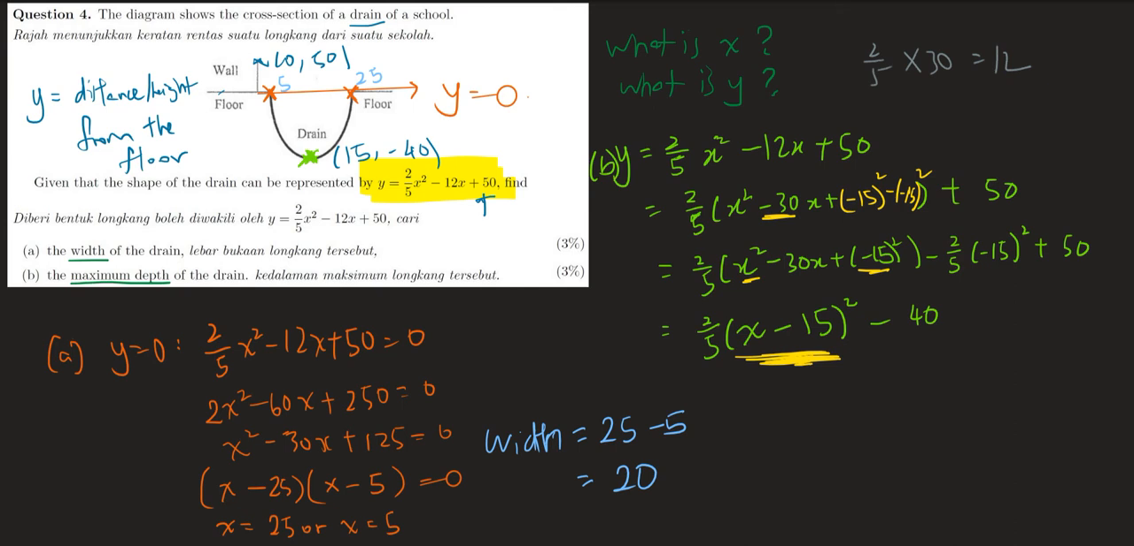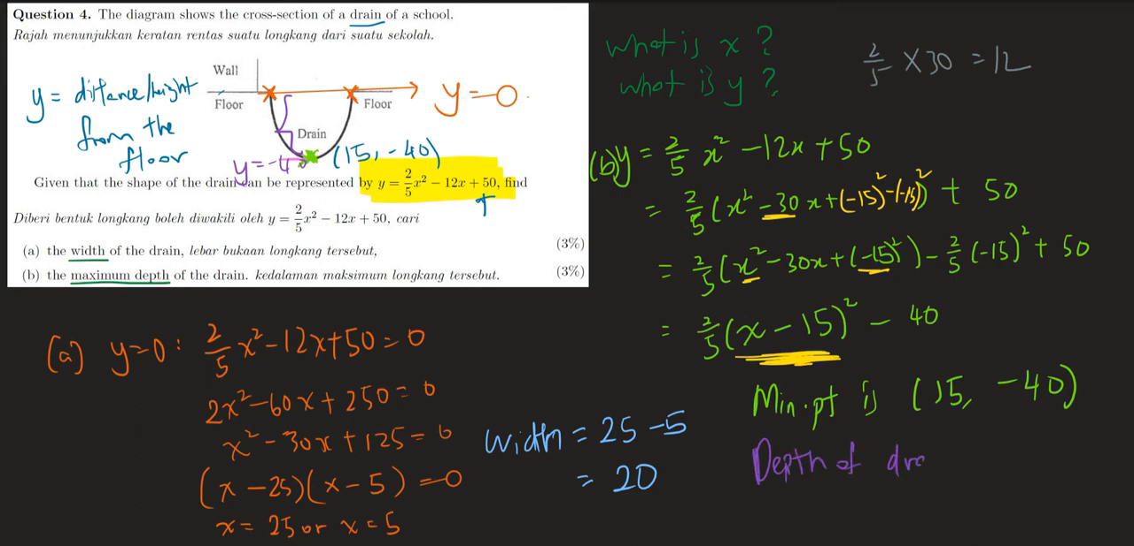When we complete the square, we figure out that the minimum point is 15, negative 40. So I'll clear up this diagram a bit, the things that I don't need. I know this is y equal to 0, and here is y equal to negative 40. This is y is negative 40. So the depth of the drain is just this part. This is the drain and the depth here. This is y equal to 0. This is y equal to negative 40. So we can figure out that the depth of the drain is 40 meters.